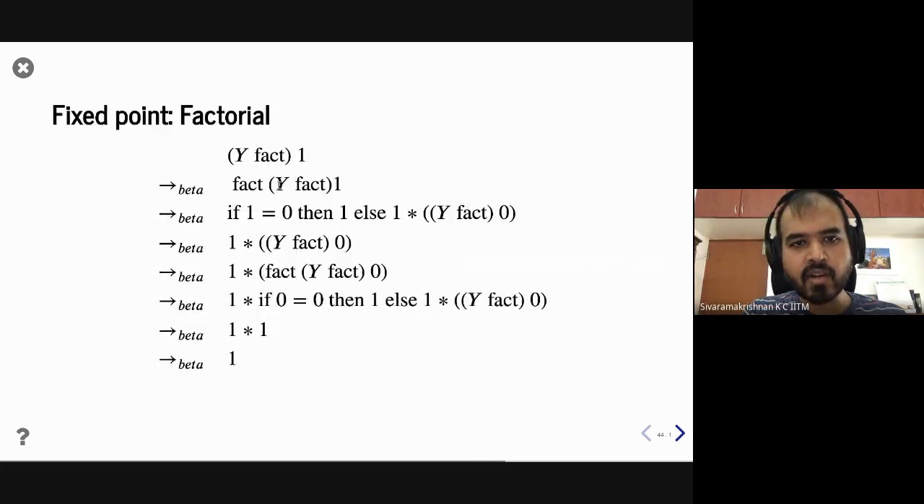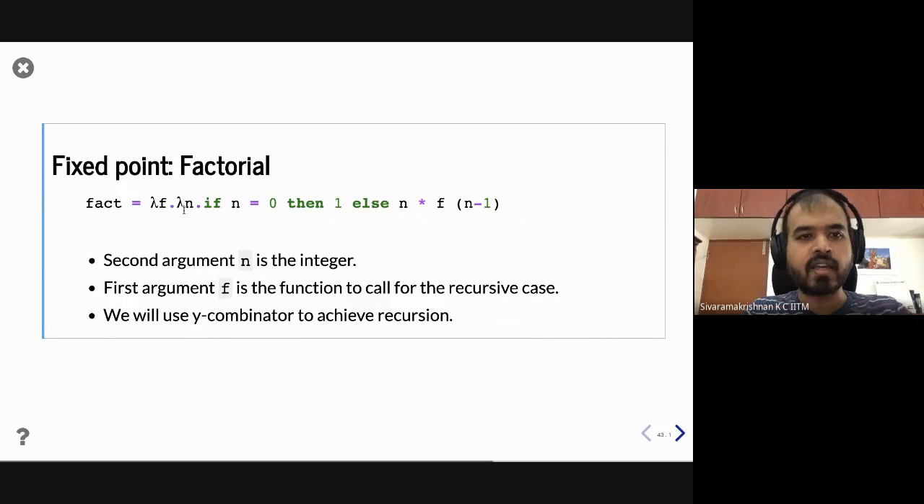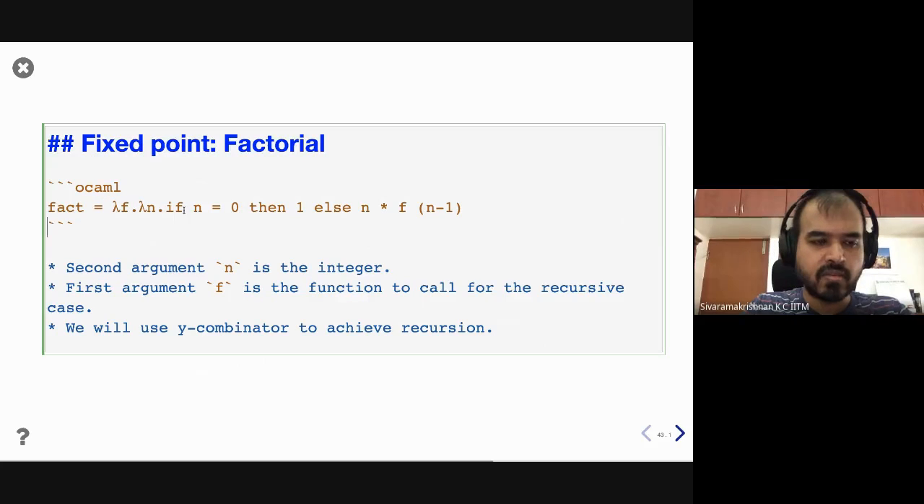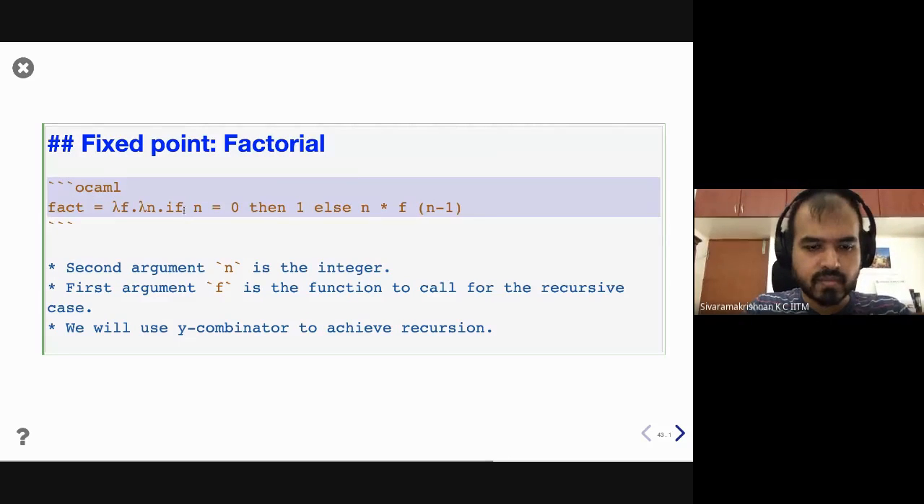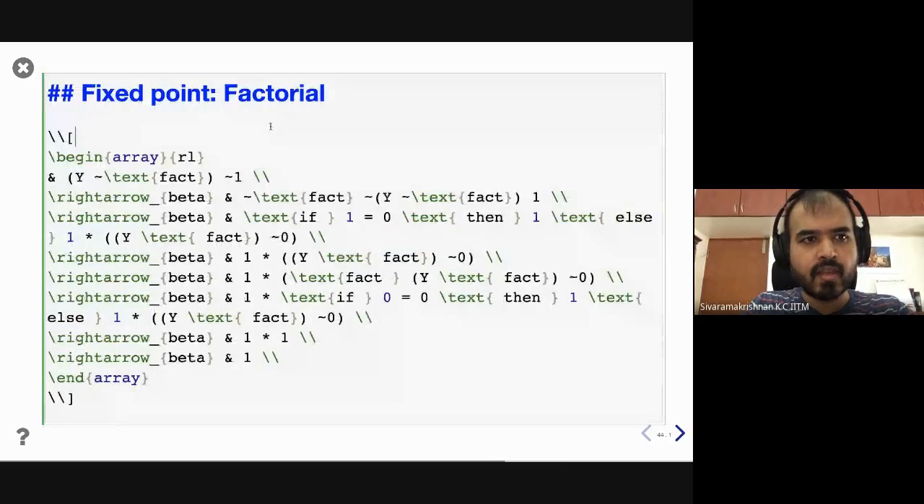So I get fact of Y of fact of 1, right? Now I have a function definition here, and then I have two arguments, argument 1, argument 2. I'm going to apply these two arguments to the definition here. The definition here is, I can actually copy paste this for simplicity. So let me copy it, paste it here.